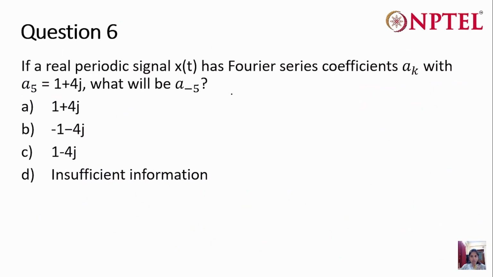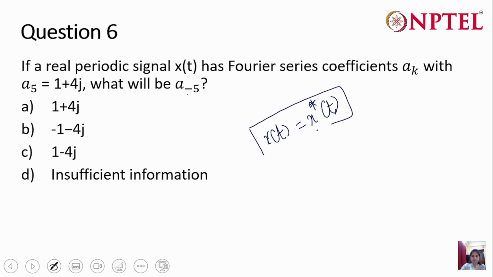Now we have a real periodic signal. We get ak as 1 plus 4j at k equals 5. A5 is 1 plus 4j. What is a minus 5? We have to use the property of a real periodic signal. A real periodic signal means x of t is equal to x conjugate of t. From this you can get the relation between a5 and a minus 5. So if I know one, we can find the other.